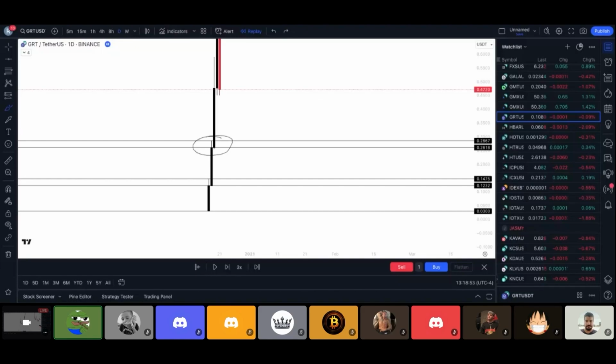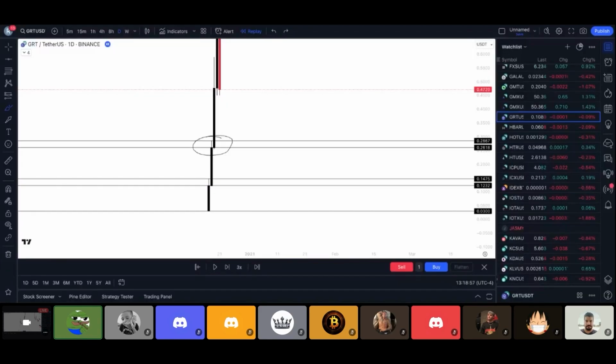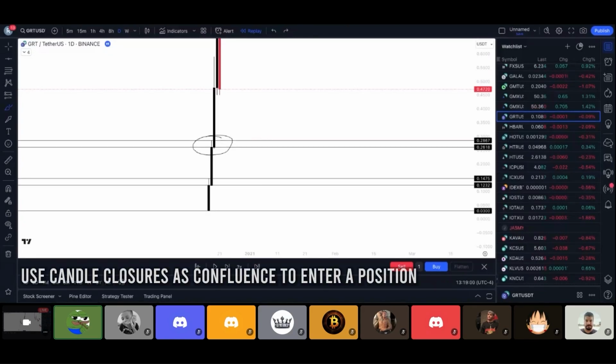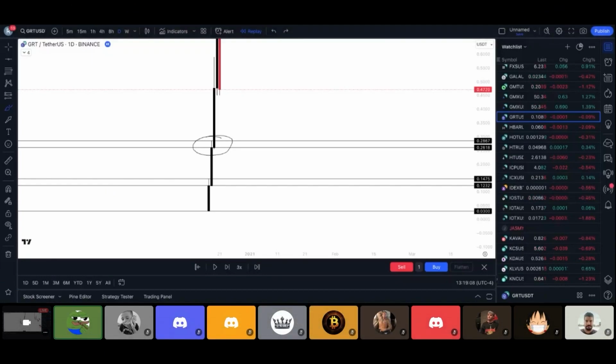What I want you guys to write now is: do not use a candle closure as a means to enter a position. Use it as confluence to enter a position. So always look at your candle closures and candle wicks, but don't use it as the only thing you're using to enter a position. Use it as confluence to enter a position. Okay. All right, beautiful. So everyone's following along.